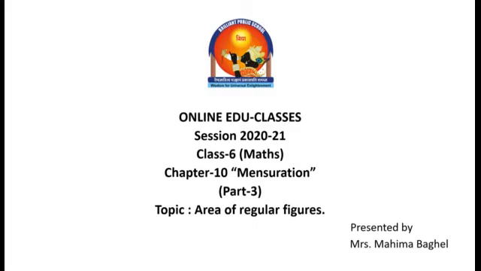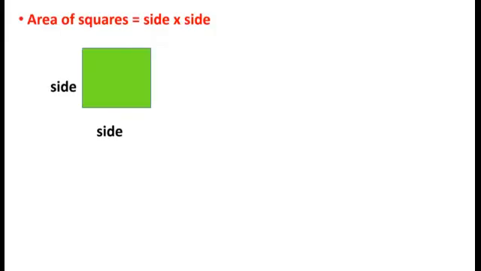Today we are going to study the topic area of regular figures. So first of all, let us see what is area. These all things we have seen. So area of squares. Area of a square is equal to side into side. Here you can see this is a square and all the four sides of the square are equal. So the area of the square is equal to side into side.